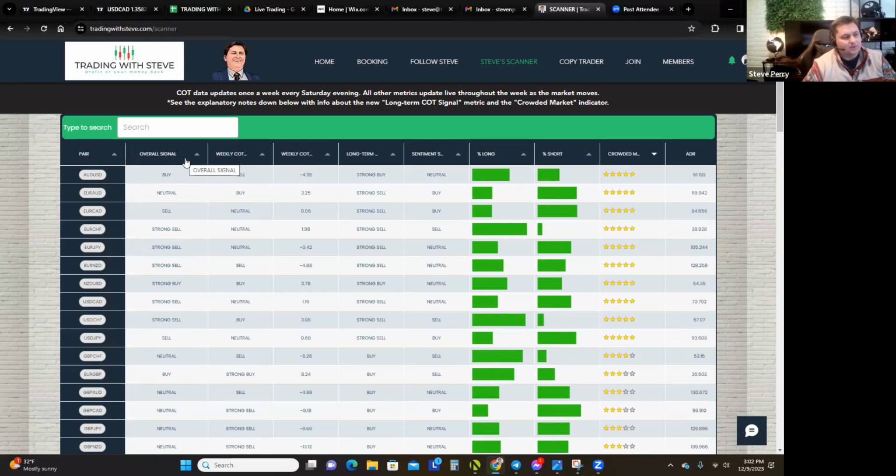And what does that mean? So what that means is all the data points we look at: the long-term COT report signal, the weekly shift in COT data signal, and the sentiment signal. And the fourth thing it looks at is the crowded market. How high are we with the crowded market? Is it 5 out of 5 stars or whatever it is? I know you don't know what that is yet. I'm going to explain that, but it looks at all 4 of those elements and says, okay, based off of the cumulative score of all of these elements, it provides an overall signal.